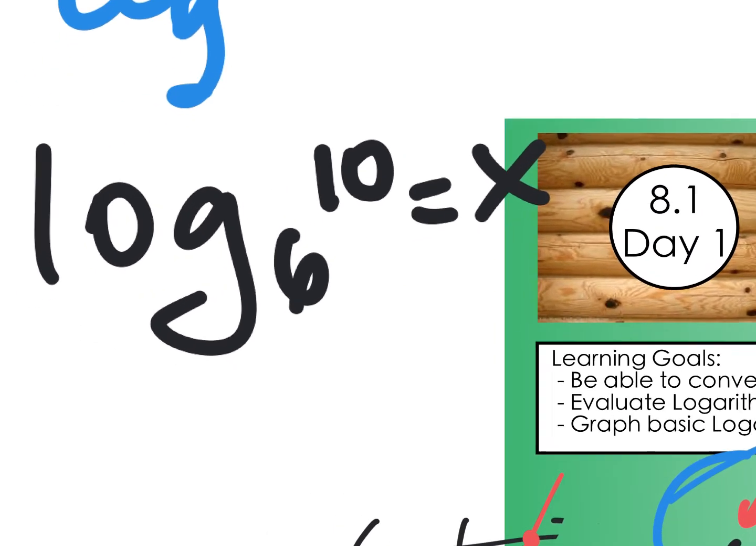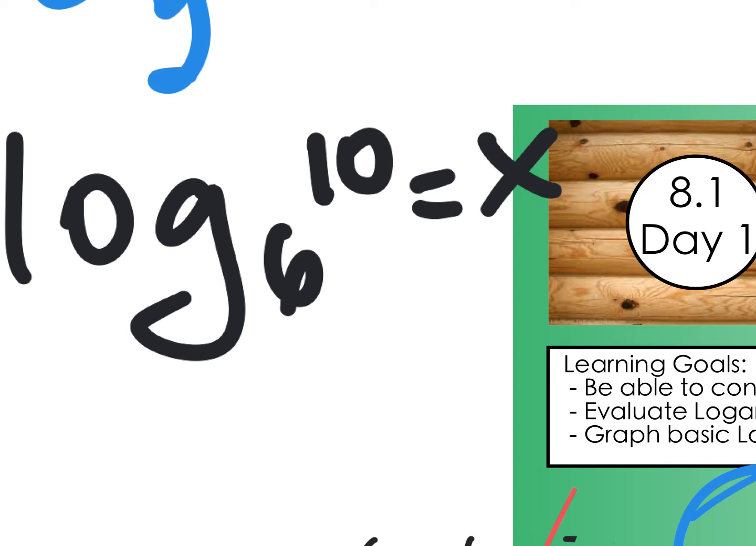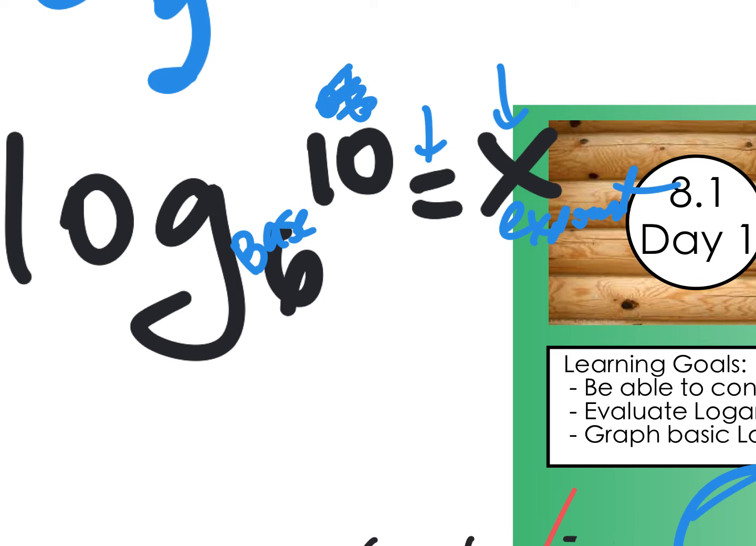And I really need you to understand how to say these. I'm going to say this one more time. I'm going to include the words here. You say this as base, log base 6 of 10 equals x. And what are their names again? Well, the base. And this is the exponent. And this one's called the, what's this one called again? The argument.